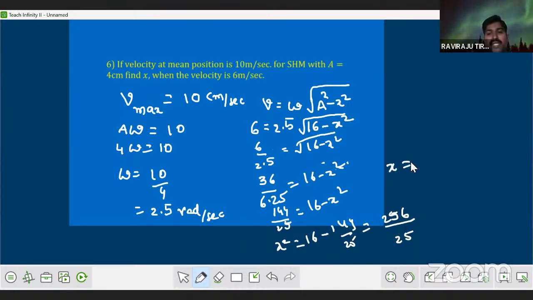Then what will be the x value? Very good. 16 by 5. So then x will be how much? 3.2 centimeters. Though the calculation takes a little time, in simple equations only we have substituted the values. Nothing difficult. Have all of you solved that? Okay. Shall I go to the next question then?